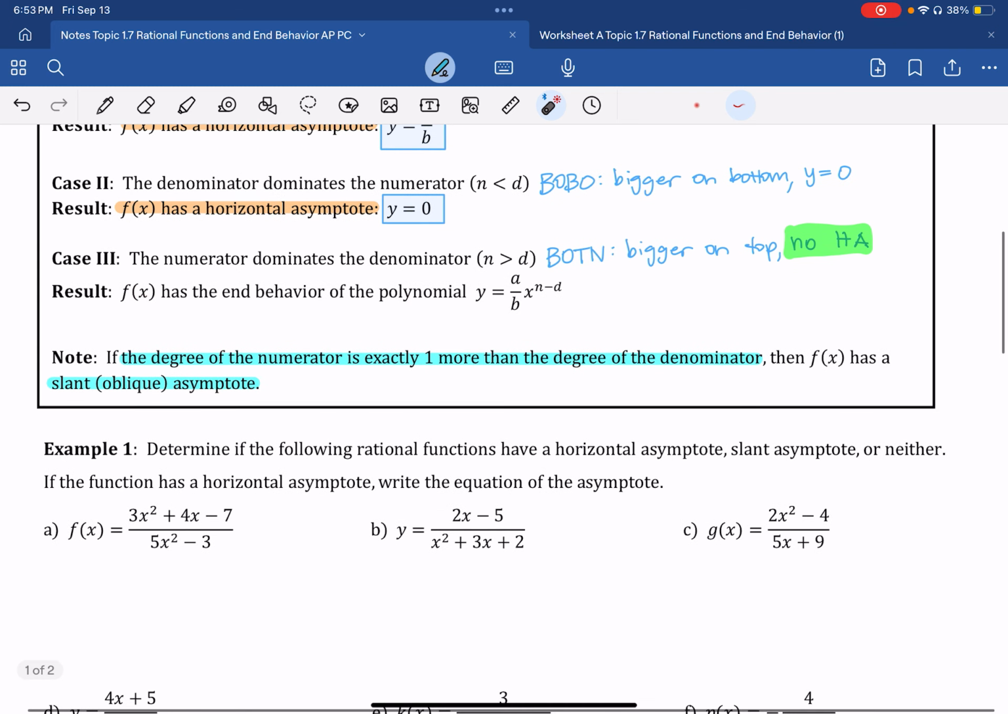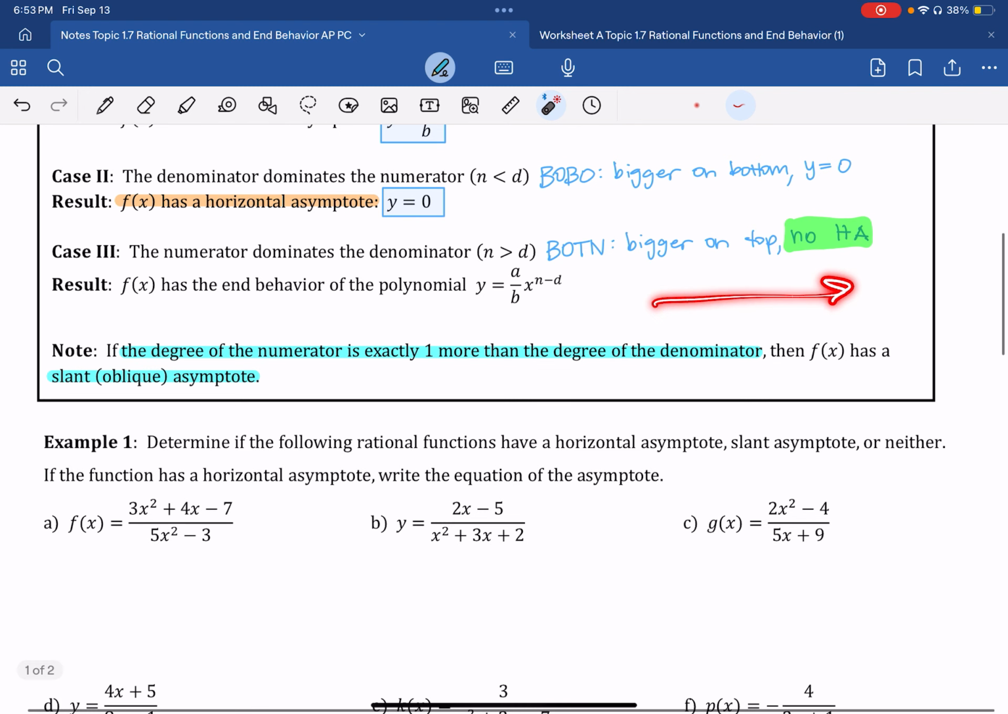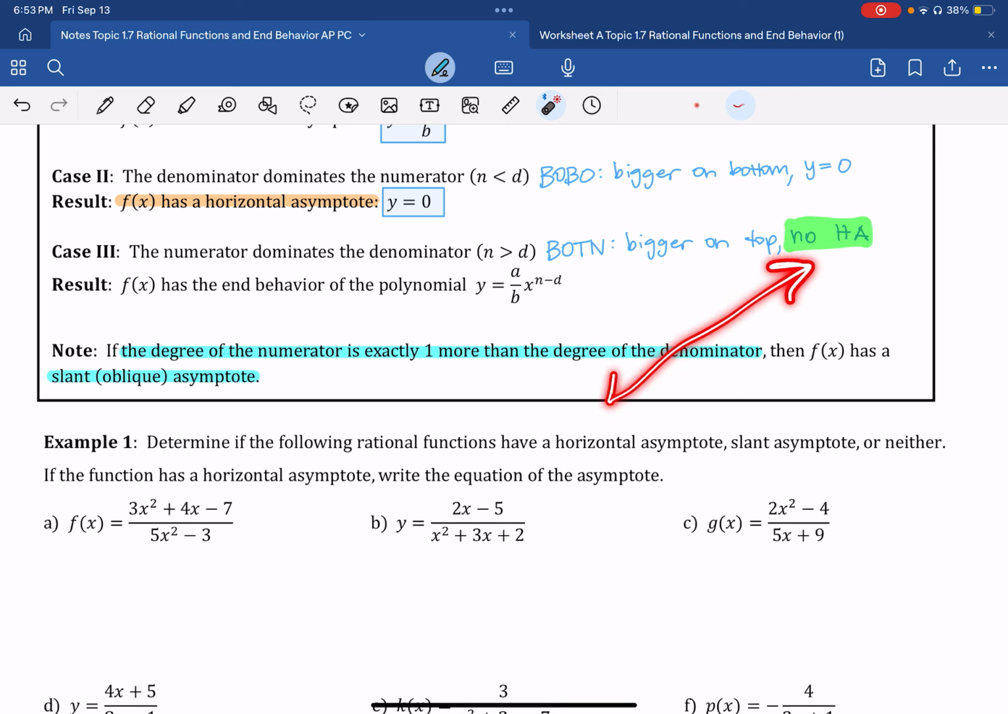For case 3, it's a little bit different, okay, because you don't have a horizontal asymptote. What you do have is a slant asymptote, which would look like this, okay? For this case, you can either go up to positive infinity on the right and down to negative infinity on the left, or it could look like this, and on the left you go up to positive infinity, and on the right you go down to negative infinity.